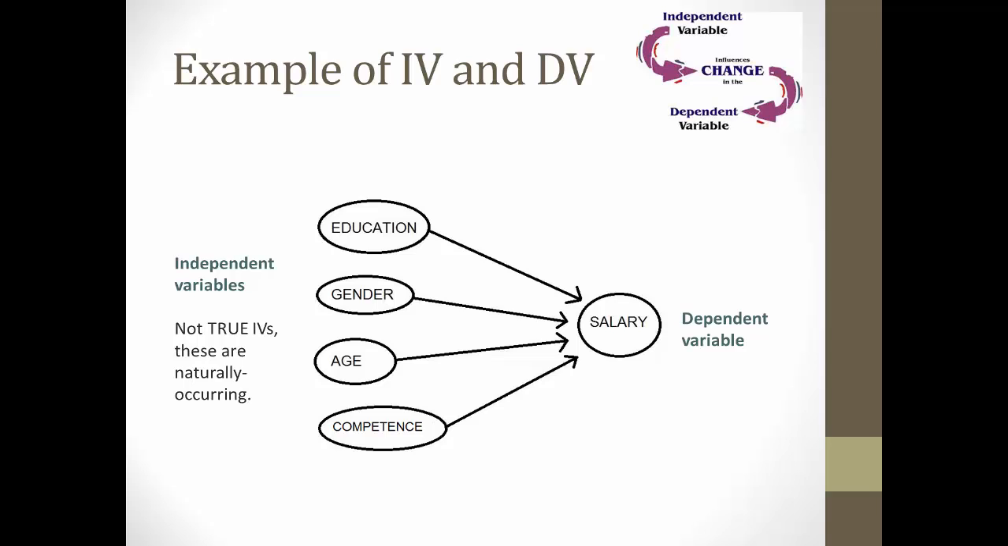You can't look at somebody one day and say, hey, today you're going to be male or today you're going to be female. It's just a pre-existing thing that you put people into groups for. And also age is something that you can't change. And competence, this would be level of competence within a job or something like that. People have the skill or they don't have the skill. And we're trying to see if these things predict salary. Now salary would be the dependent variable because it would be the outcome.